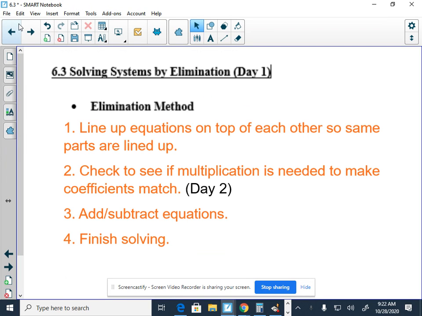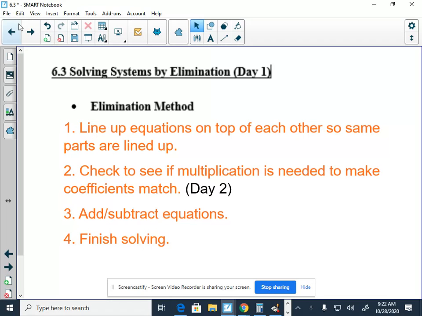Okay, section 6.3, solving systems by elimination. We just got done with what we call substitution. So this is a different one. This one actually I think is easier than the last one. Those watching online, you're going to have to pause the video to write those things down.